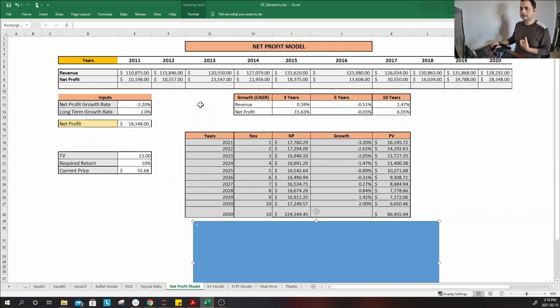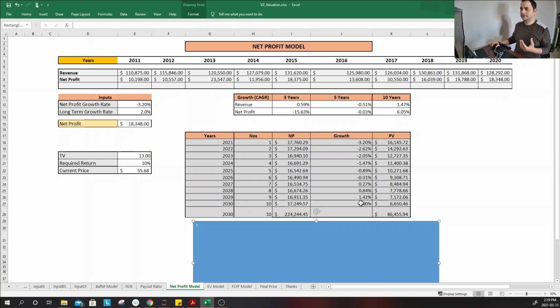On the net profit side, you can see the last 10 years show 6% growth, but in the last 3 or 5 years it's pretty much a decline. So what I'm doing is taking the net profit growth and saying that for the near future the growth will be minus 3.2%, then slowly go to neutral, then come up to 2% and grow as the economy grows, right?